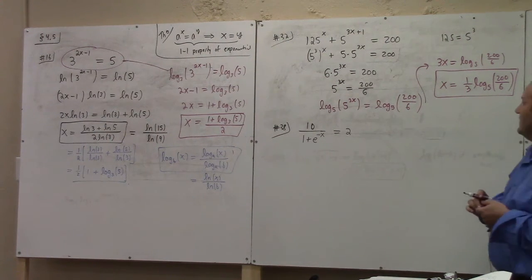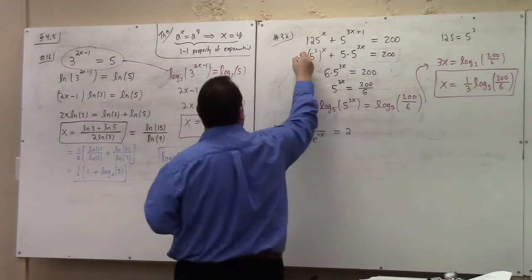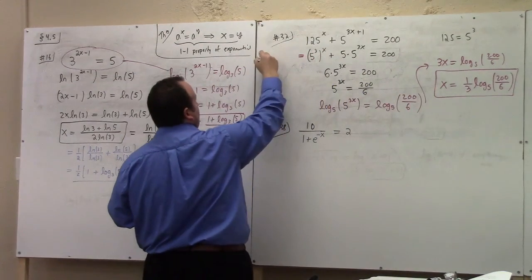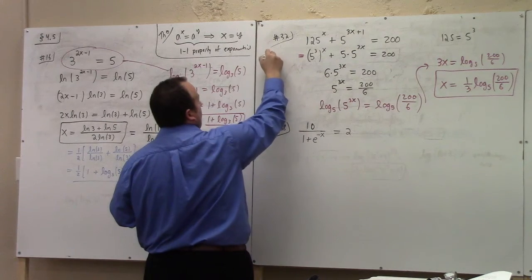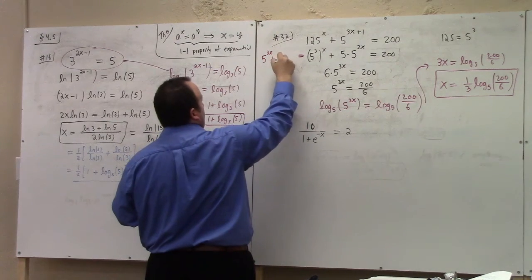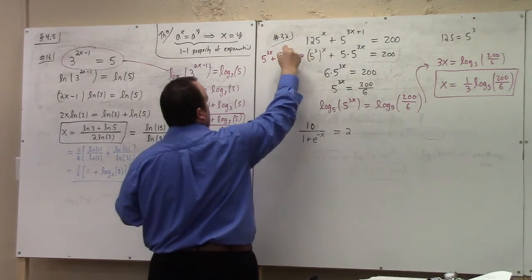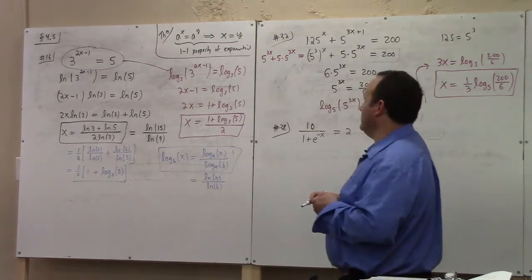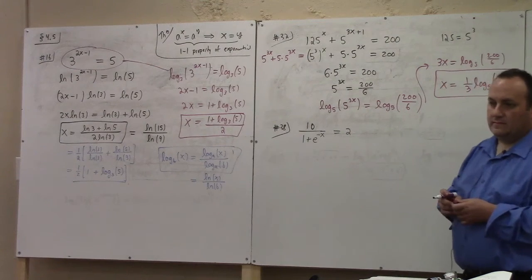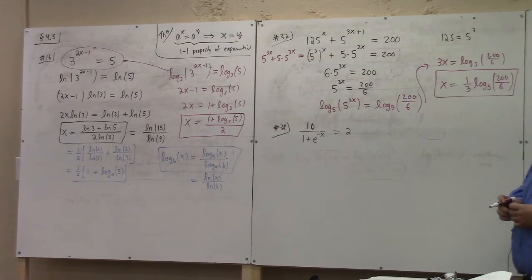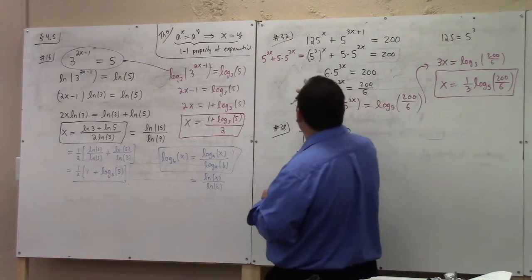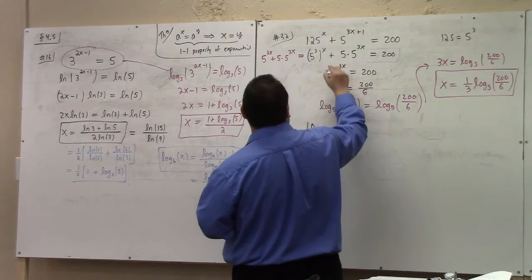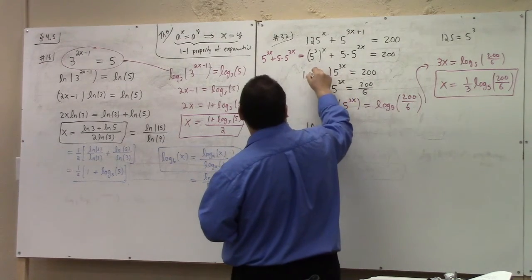So this right here is 5 to the 3x, right? Plus 5 times 5 to the 3x. So how many 5 to the 3x's do you have here? You got 6 of them. 1 plus 5 is 6. I factored out 5 to the 3x. I've got a 1 plus 5.